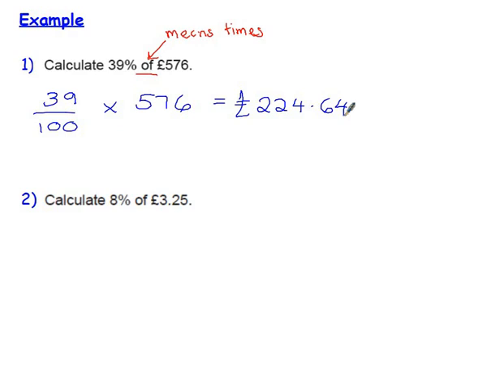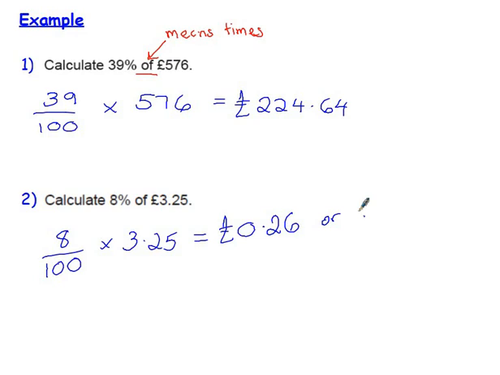The second question, calculate 8% of £3.25. So again, of still means times. So 8% is 8 out of 100, 8 over 100, times 3.25, which gives us an answer of £0.26, or you could say 26 pence.